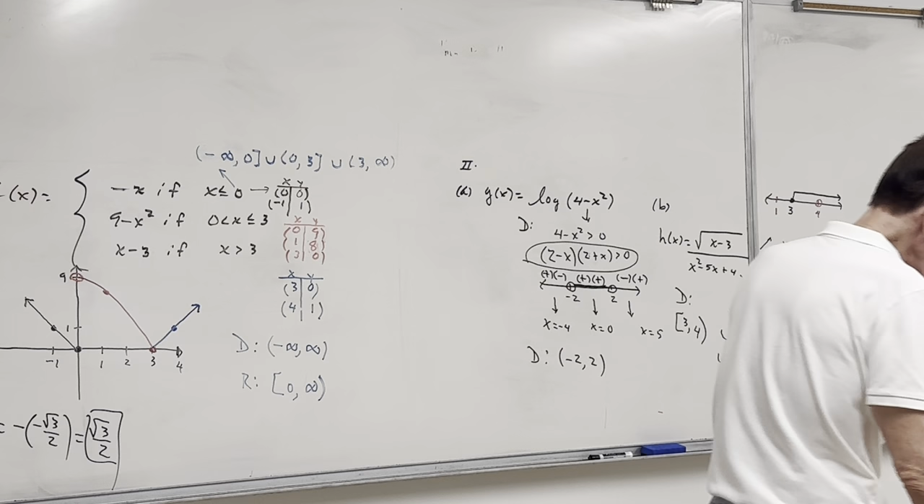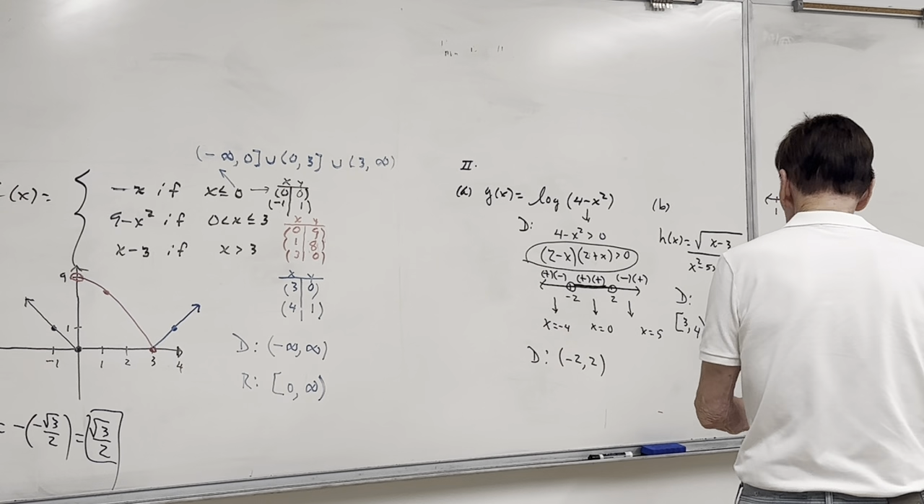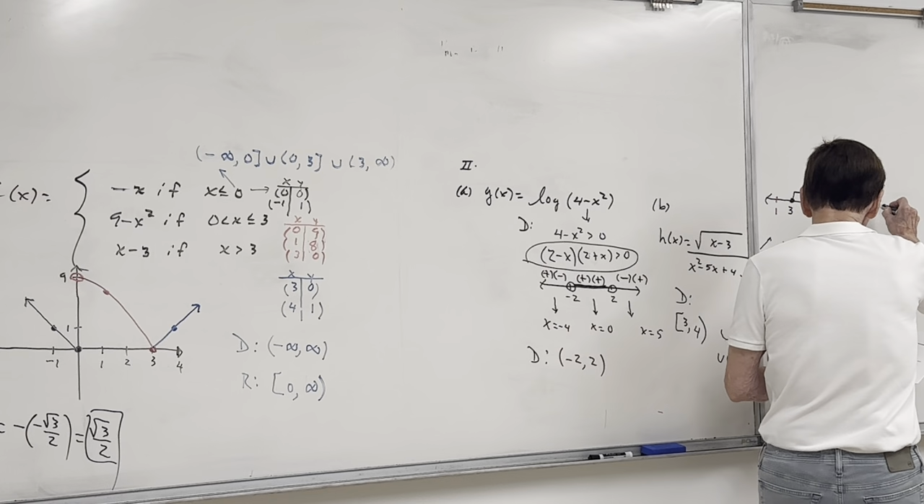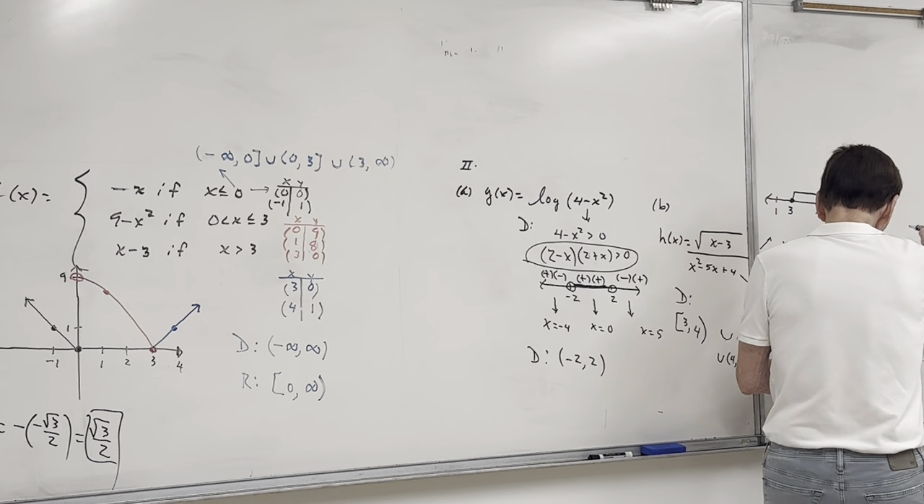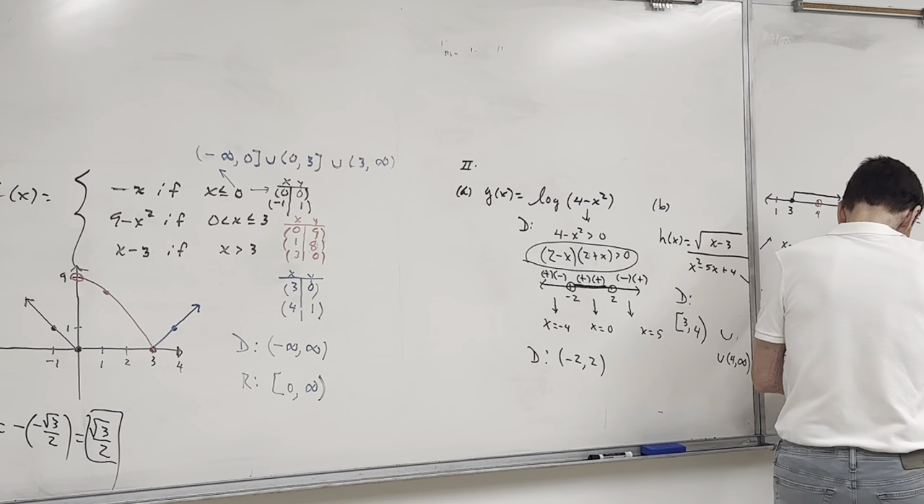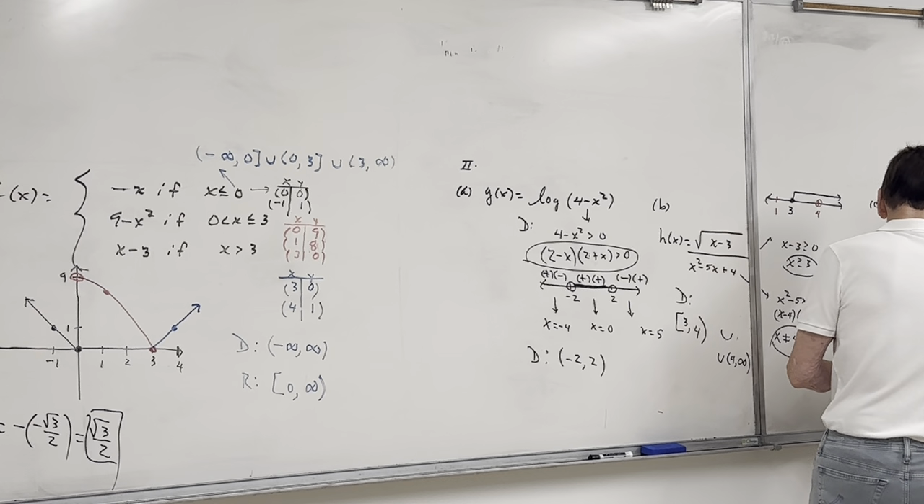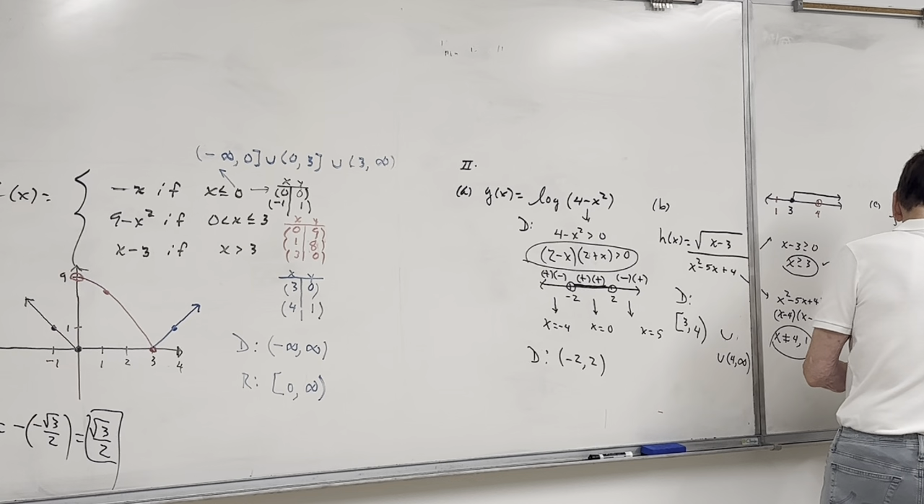Did I have one more domain? Oh, I did. Yes, number 3, letter C. We have j of x. Looks like it's inverse cosine x. I want the domain, which is right there.